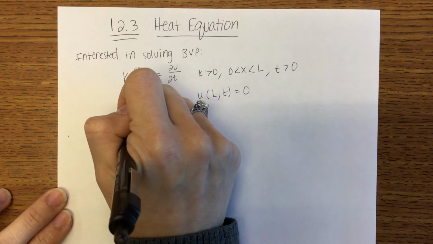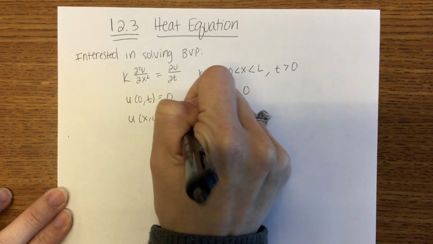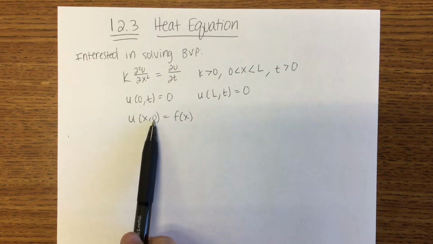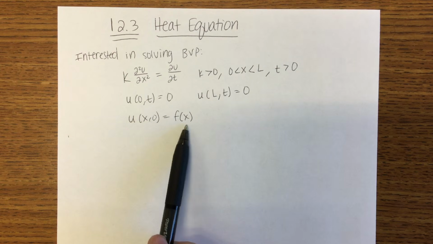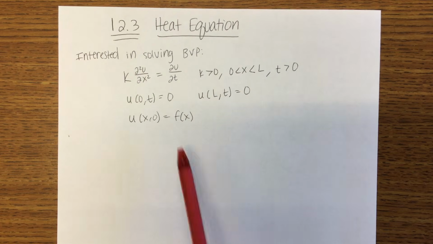Then we also need to specify what's happening at the beginning. So we have U of x, 0 equals f of x. This is telling us at time 0, so the initial temperature when time is 0 is f of x. Now, sometimes you're going to know what K is, sometimes you'll know what L is, sometimes you're going to have a specific function for f of x.